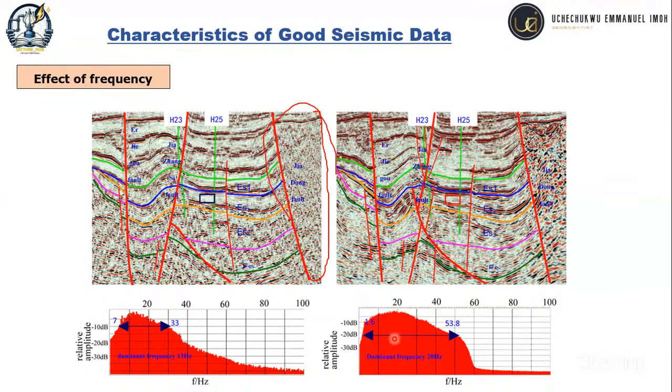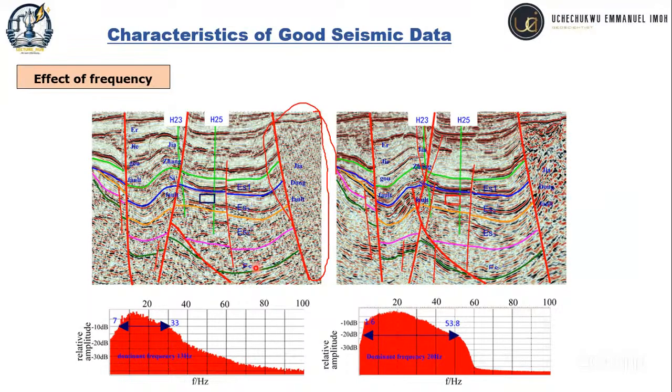Because probably they were processed by two different persons, the geophysicist that did the processing for the one on the right boosted his dominant frequencies and also the low frequencies. And so the image quality is better than the previous one.